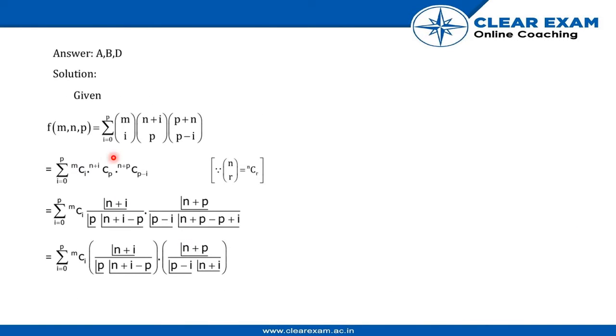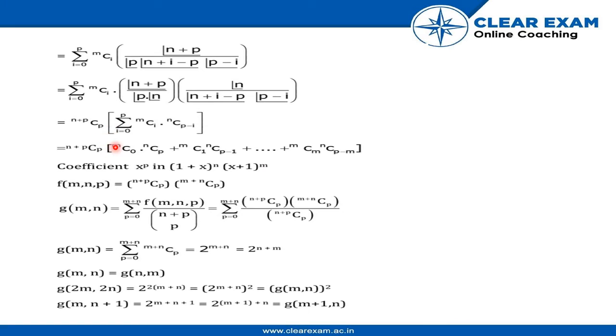So for this solution, given this question, we can use permutations and combinations and substitute the combination formula, where n choose r is equal to nCr. By substituting these values, we take (n plus p choose p) common, then we get mC0 times nCp plus mC1 times nCp minus 1 plus so on, up to mCn times nCp minus n. So this is the coefficient of x to the power p in (1 plus x) whole power n times (x plus 1) whole power m.